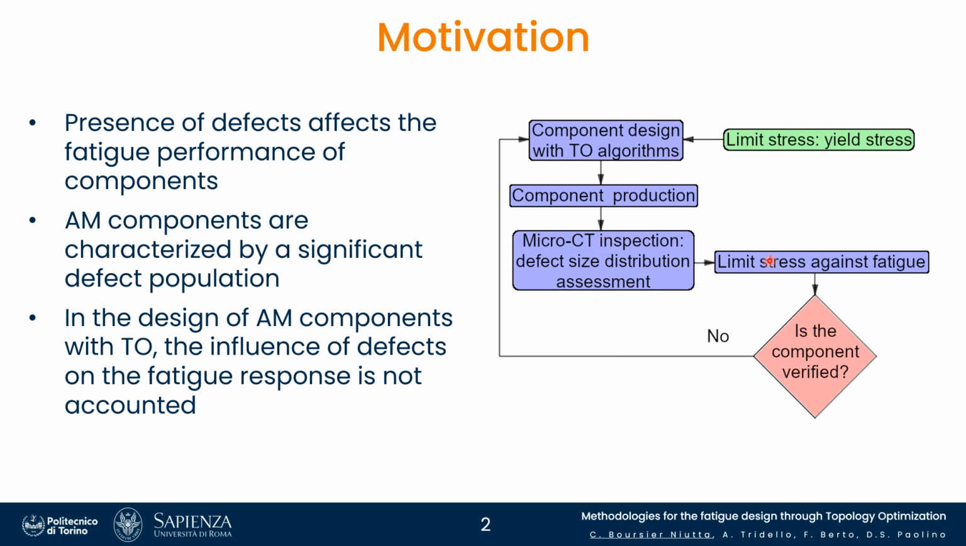And usually the procedure that is followed is the one depicted here with this flowchart on the right. Only a static constraint is retained in the topology optimization problem, and when the component is produced, the defect distribution is assessed through a micro CT, and the verification is then performed. If the component is not verified, you have to redesign the component and redo all the procedure until the verification occurs, which is not very convenient.